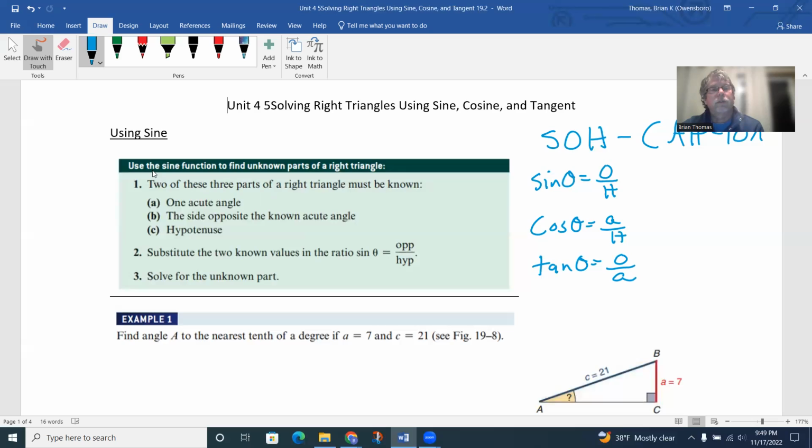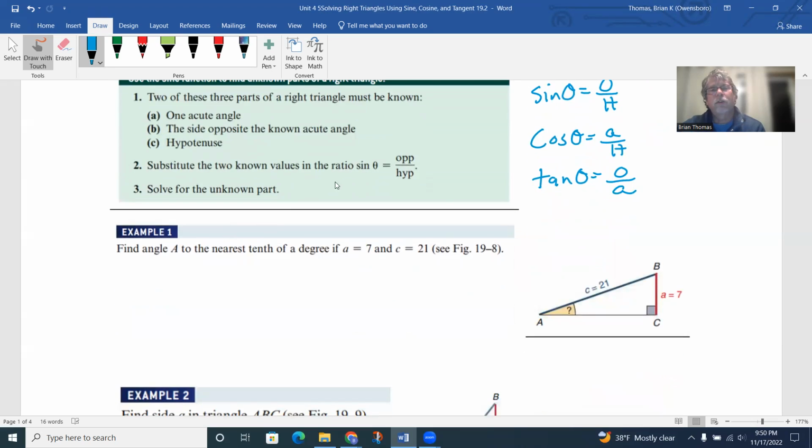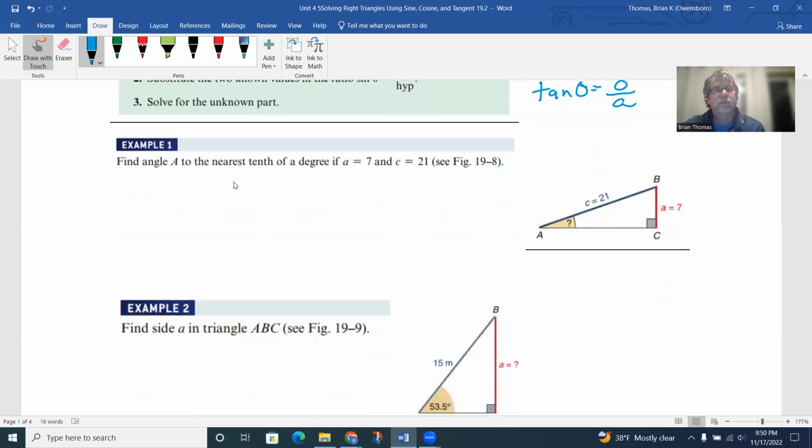So to use sine to find the unknown parts of a right triangle, we have to know one acute angle, and we need to know the side opposite that known acute angle and the hypotenuse. We need to know at least two of those three pieces. So one of the acute angles, an opposite side, or the hypotenuse. Once we know two of those three things, we just substitute into our formula. And again, we're going to be using SOHCAHTOA as a strategy.